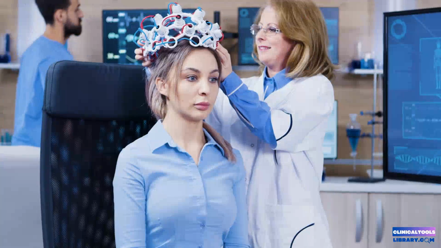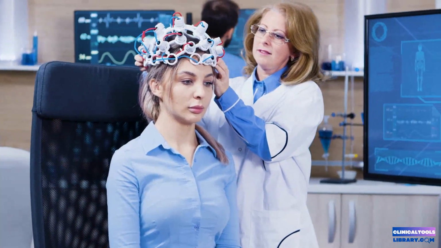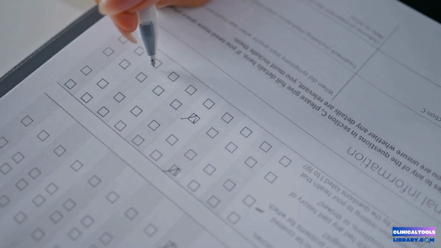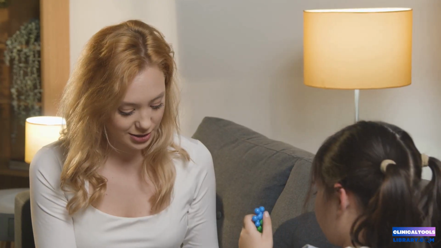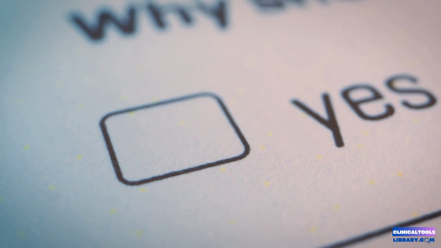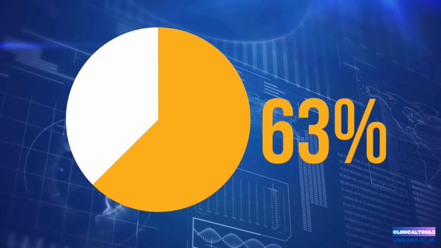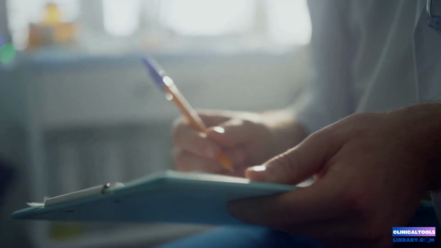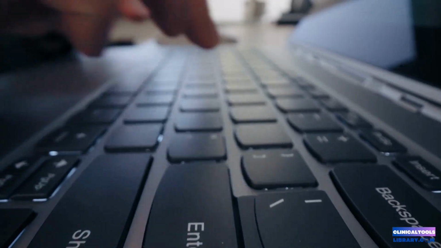The Stuttering Severity Instrument version 4 demonstrates variable sensitivity and specificity depending on the population and criteria used for diagnosis. Sensitivity refers to the instrument's ability to correctly identify individuals who stutter, meaning the proportion of true positives detected. Specificity describes the ability to correctly identify individuals who do not stutter, representing the true negatives. Reported sensitivity values for the Stuttering Severity Instrument range from approximately 0.75 to 0.85, indicating it accurately detects 75 to 85% of cases with stuttering.